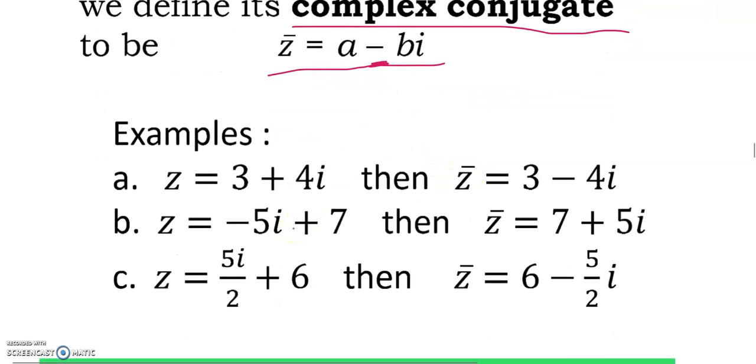You see a few examples here. z equal to 3 plus 4i. This is the given complex number z.